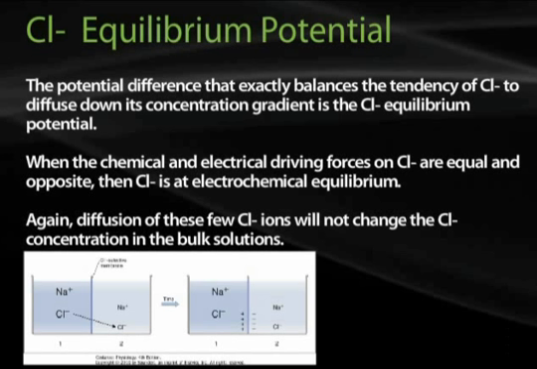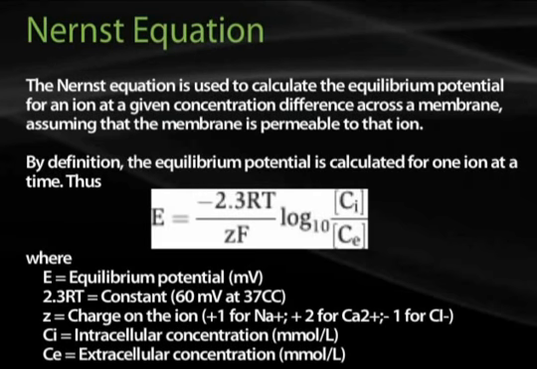The potential difference that exactly balances the tendency of chloride to diffuse down its concentration gradient is the chloride equilibrium potential. When the chemical and electrical driving forces on chloride are equal and opposite, then chloride is at electrochemical equilibrium. Again, diffusion of these few chloride ions will not change the chloride concentration in bulk solutions.